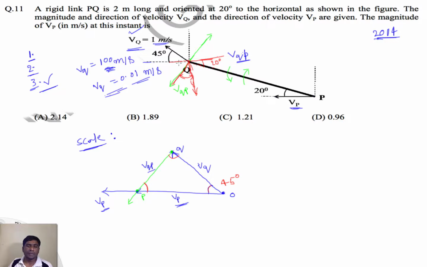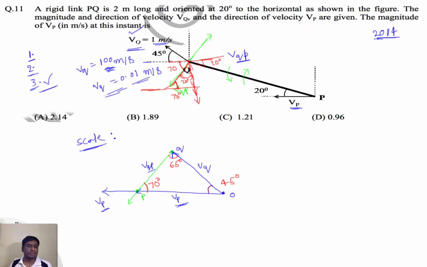So how much angle is it making at this position? That is 70, because if it had been along this line, then it's 90 degrees, but it's oriented 20 degrees here. That means it has consumed 20 degrees of the 90 degrees, so it's making 70 degrees here. If it is making 70 degrees here, automatically at the lower horizontal it's making again 70 degrees. So this is 45 and this is 70, then this angle is 65 degrees.